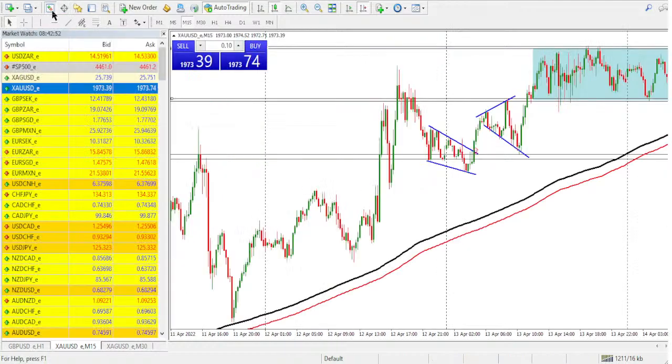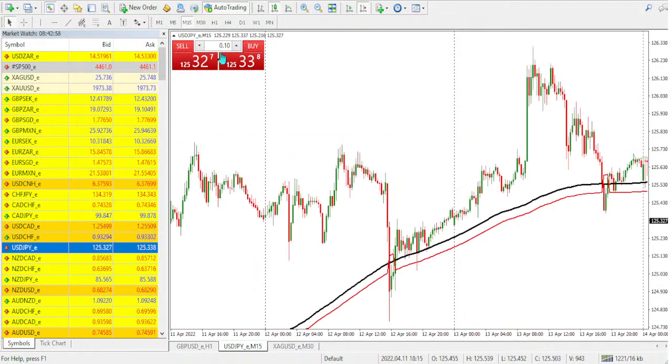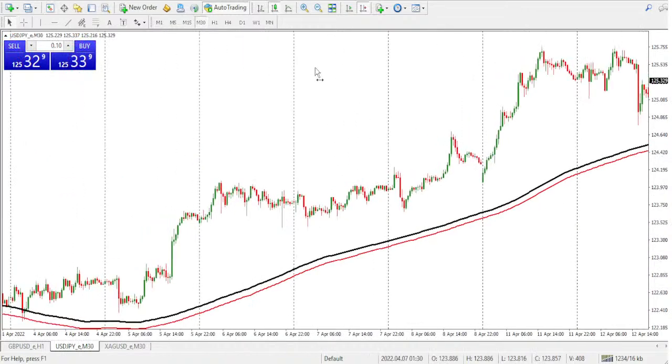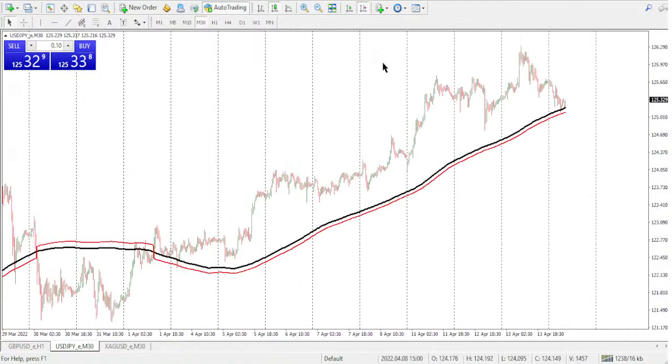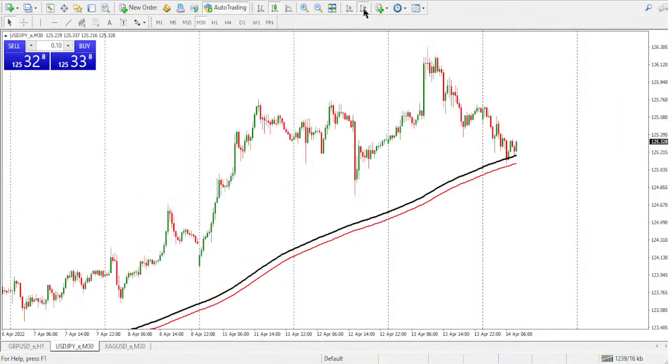The next instrument, this is the US dollar Japanese yen. So with the US dollar Japanese yen so far, the chart is headed to the upper side. You can see that the price just bounced off from the two moving averages. So this is a good sign that buyers are somehow going to take full control.